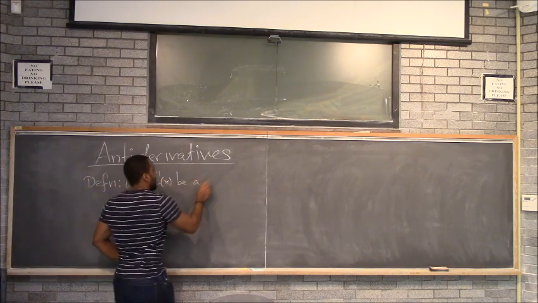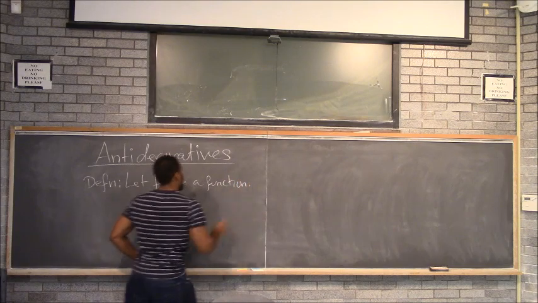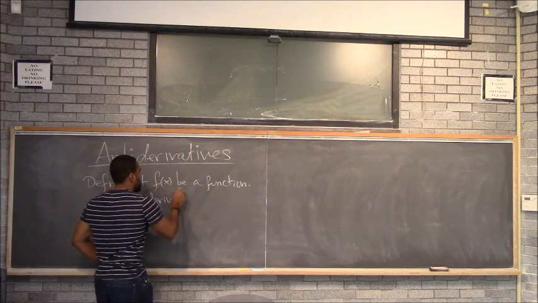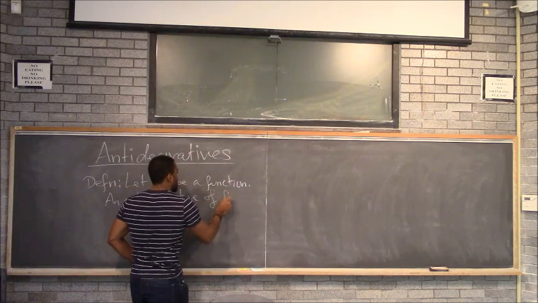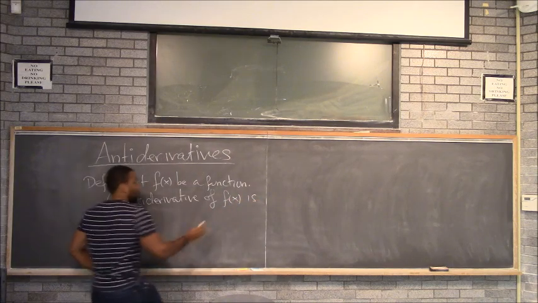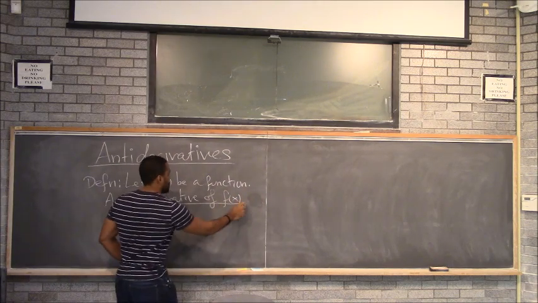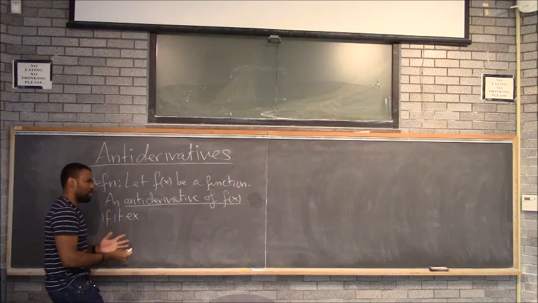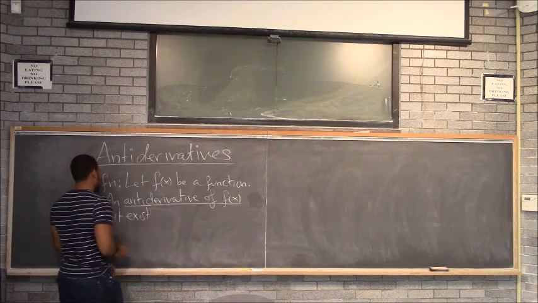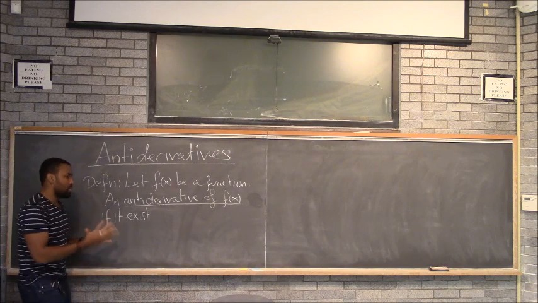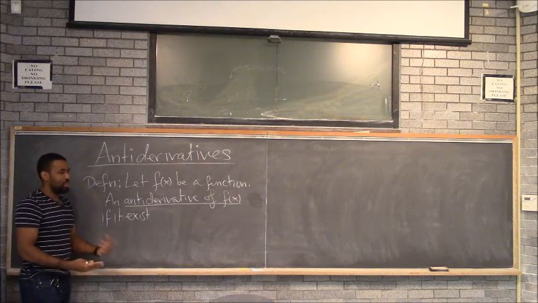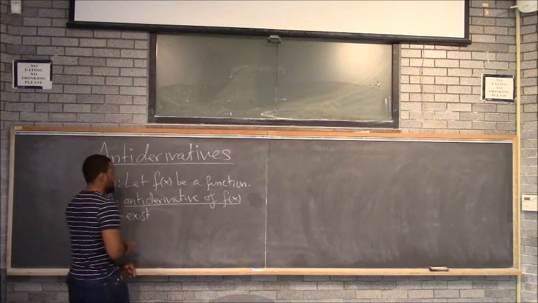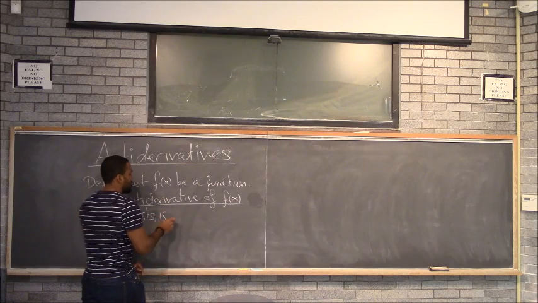Let f of x be a function. An antiderivative of f of x might not exist, which I'll probably talk a little bit about. On some theoretical level, it'll always exist, but there are times when, for all practical purposes, it's not going to exist. I'll probably talk about that in a little bit. If it exists, it is another function.